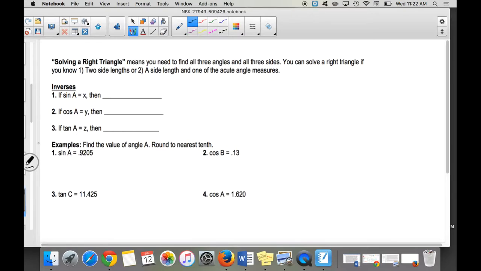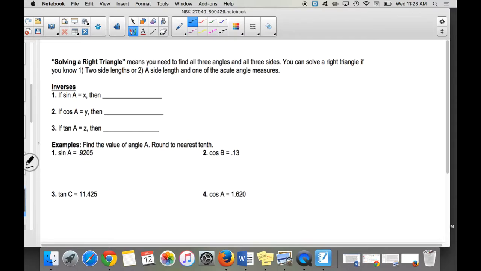What if I just had angles, though? Like what if I had 20 degrees and 70 degrees? Can I solve that? Can I say how long these sides are? No, there could be lots of triangles that have those, right? So if you just have two angles, you can't do it. But if you have at least one side, you're good to go. You can get all the rest of it. So two side lengths or a side length and one of the acute angle measures. I should say at least one side and another side, or at least one side and an angle.